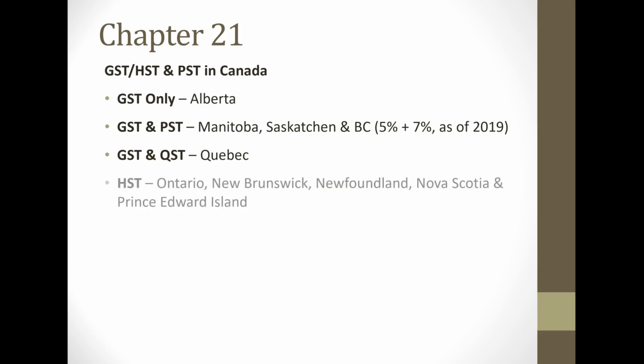And then in the remaining provinces, we have harmonized sales tax. So Ontario, New Brunswick, Newfoundland, Nova Scotia, and Prince Edward Island have HST. HST includes the 5% GST along with the PST in each province. And because each province has a different PST rate, the HST in these provinces varies as well.